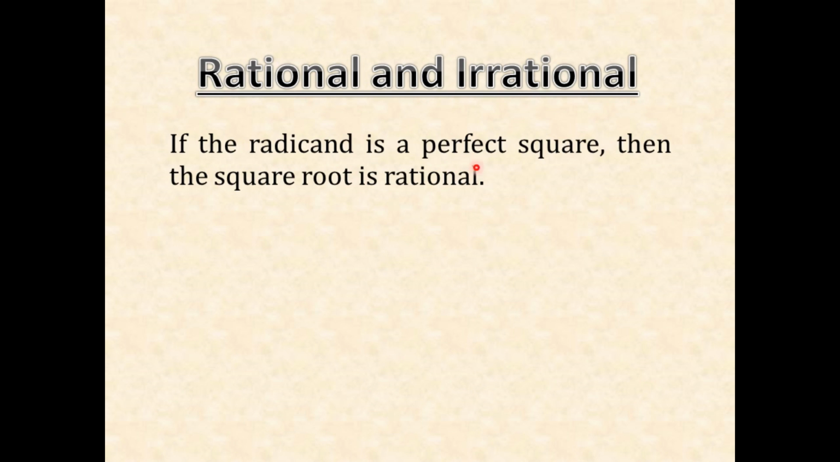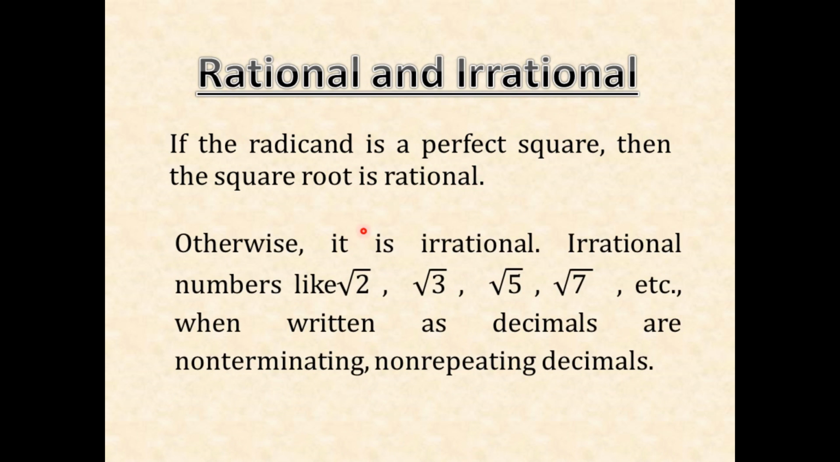If the radicand is a perfect square, then the square root is rational. Take note of this, guys. If the radicand is a perfect square, of course, the result is a whole number, and a whole number is rational. Otherwise, it is irrational. Irrational numbers include the square root of 2, the square root of 3, the square root of 5, the square root of 7, etc. When these numbers are transformed into decimal numbers, the decimals are non-terminating and non-repeating.